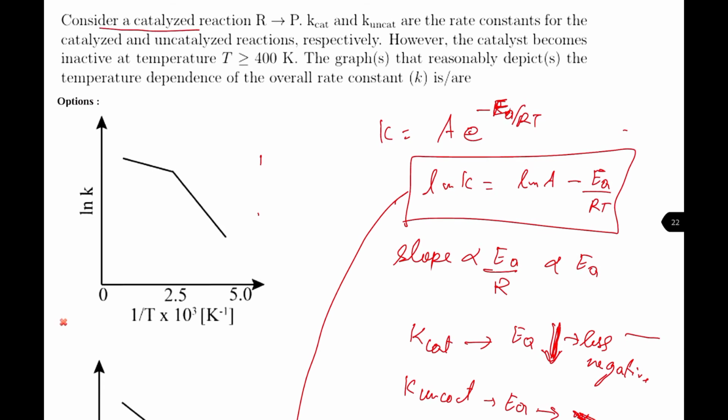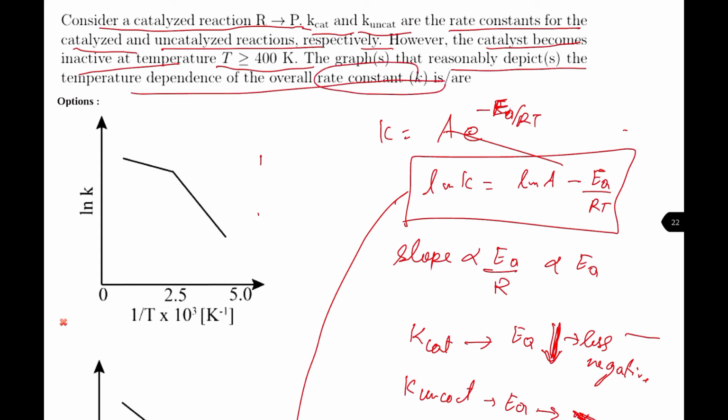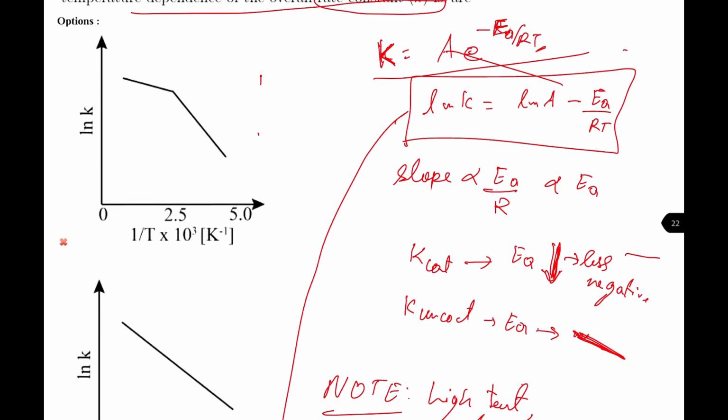Next question. Consider a catalyzed reaction, R to P. K catalyst and K uncatalyzed are rate constants for catalyzed and uncatalyzed reactions respectively. However, the catalyst becomes inactive at temperature more than 400 Kelvin. Which graph reasonably depicts the temperature dependence of the overall rate constant? First of all, I hope you know that rate constant depends on temperature according to the Arrhenius equation. If you take log of both sides, you get an equation where slope is Ea by R. R is a constant, so it is directly proportional to activation energy.